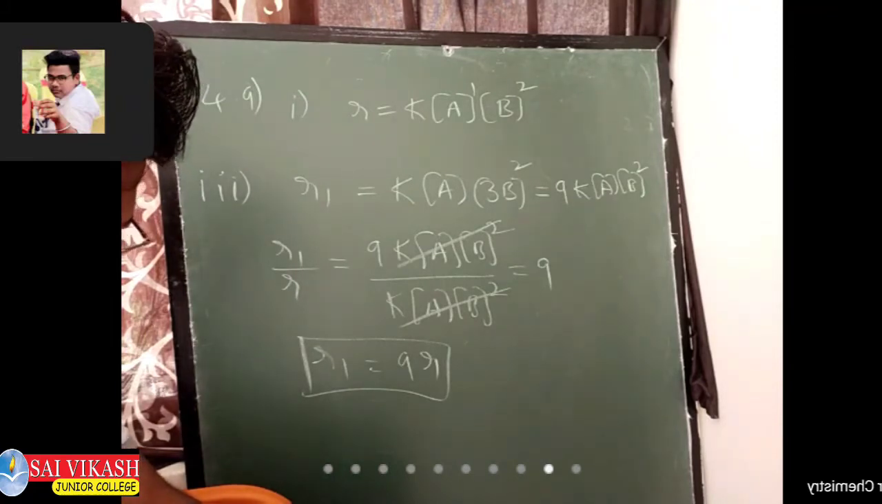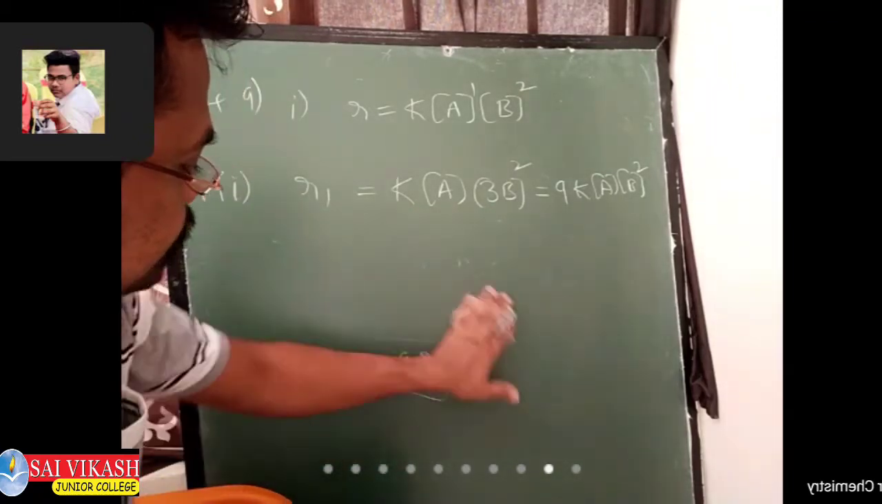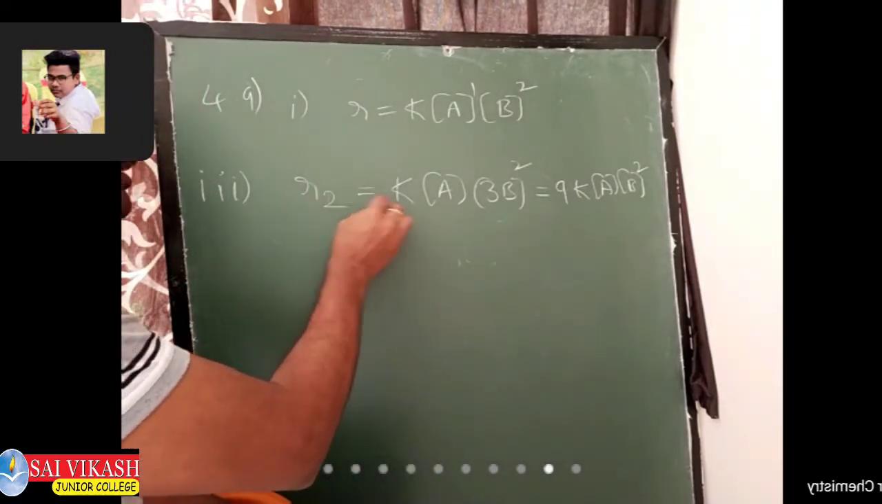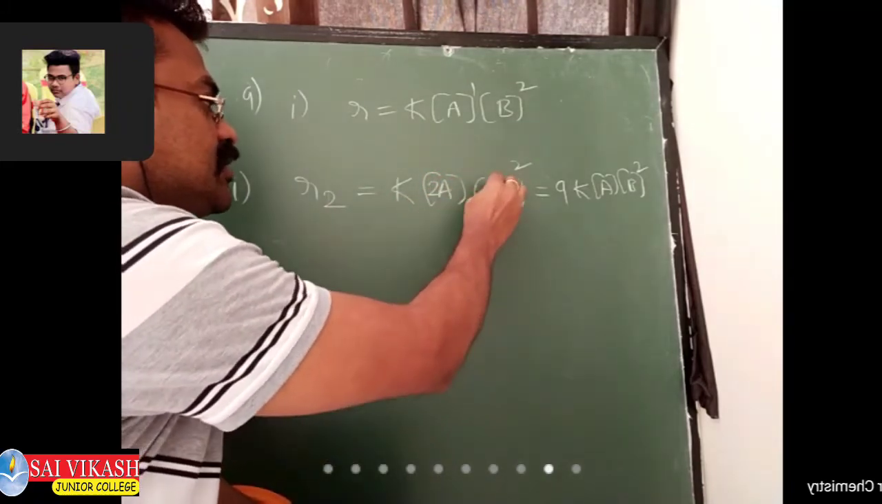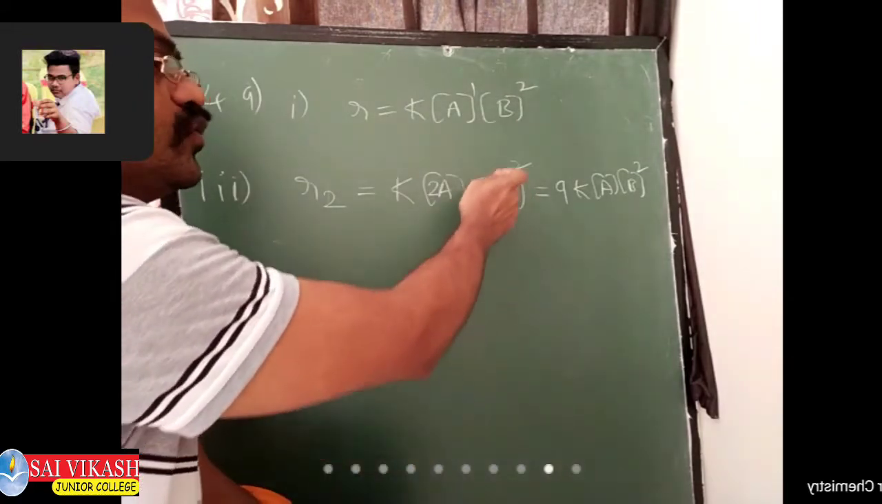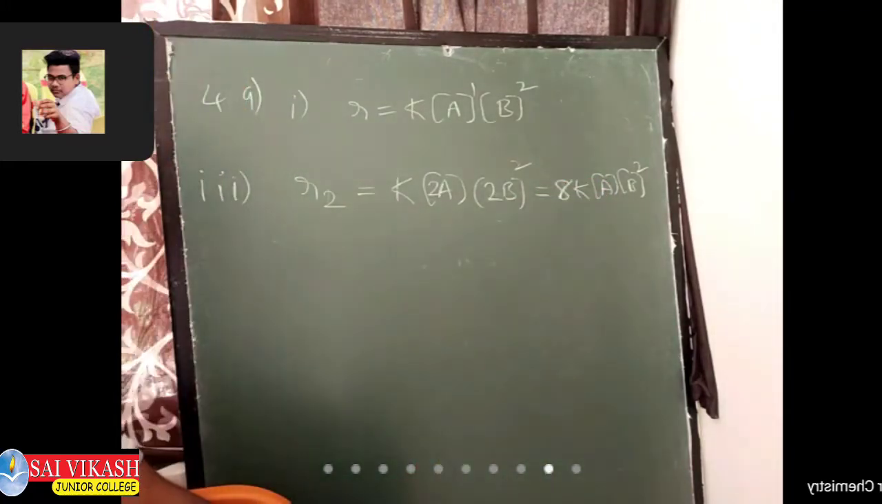Third question: how is the rate affected when the concentration of both A and B are doubled? If the concentration of both A and B is doubled, what happens? So now see what we can take. A and B are doubled. I am taking this as R2. Therefore, K into A doubled, 2 times, B also doubled, 2 times. So now what happens? 2 square, 4; 4 twos are 8. So it becomes 8 times.